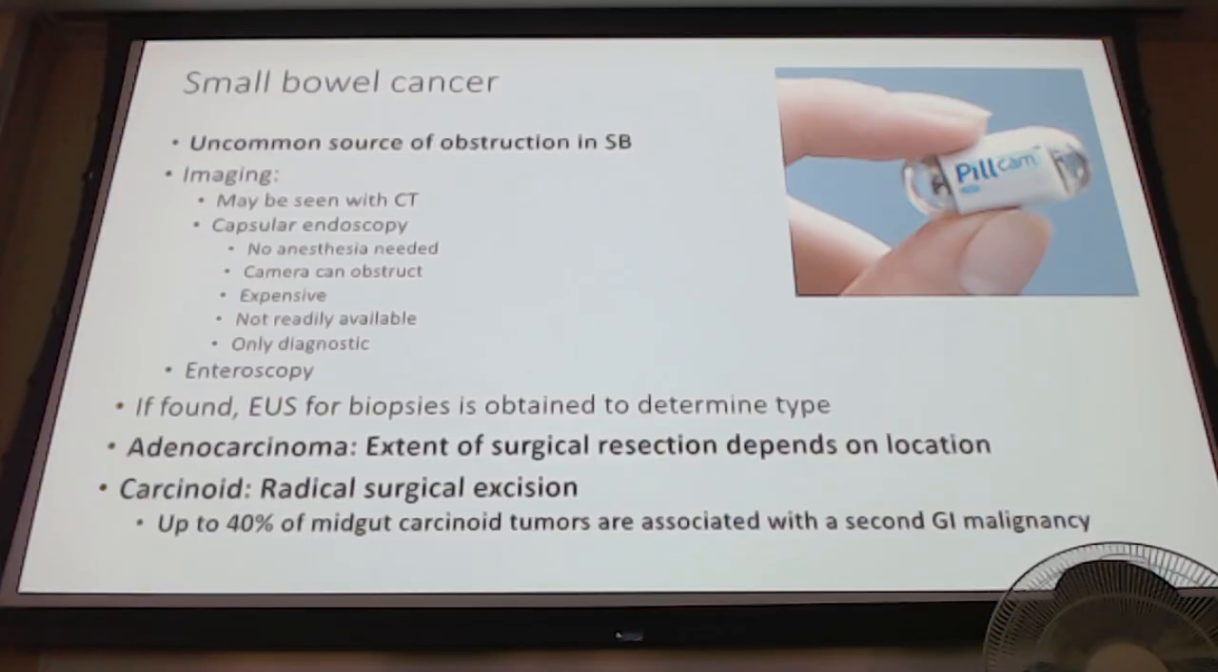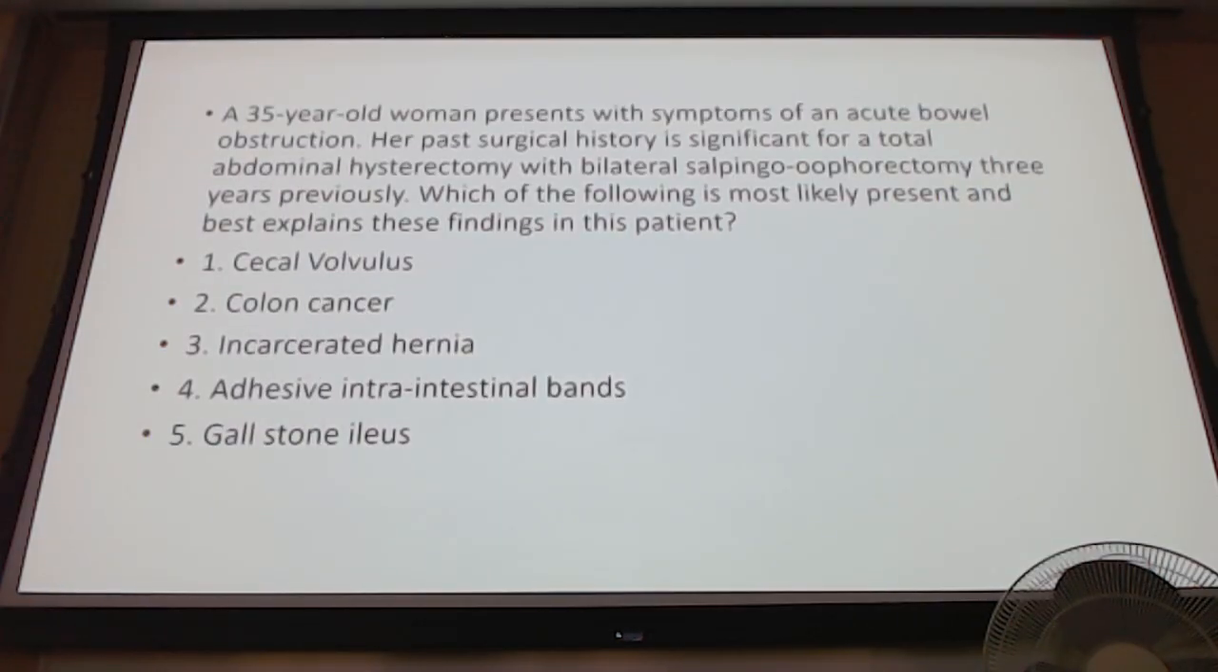Don't miss that. All right, we have a 35-year-old woman presenting with symptoms of acute bowel obstruction. Her past surgical history is significant for a total abdominal hysterectomy with bilateral salpingo-oophorectomy 3 years previously. Which of the following is most likely present and best explains these findings in this patient? Who wants one? 2, 3, 4, 5. Okay, yeah, so it's adhesive intestinal bands.